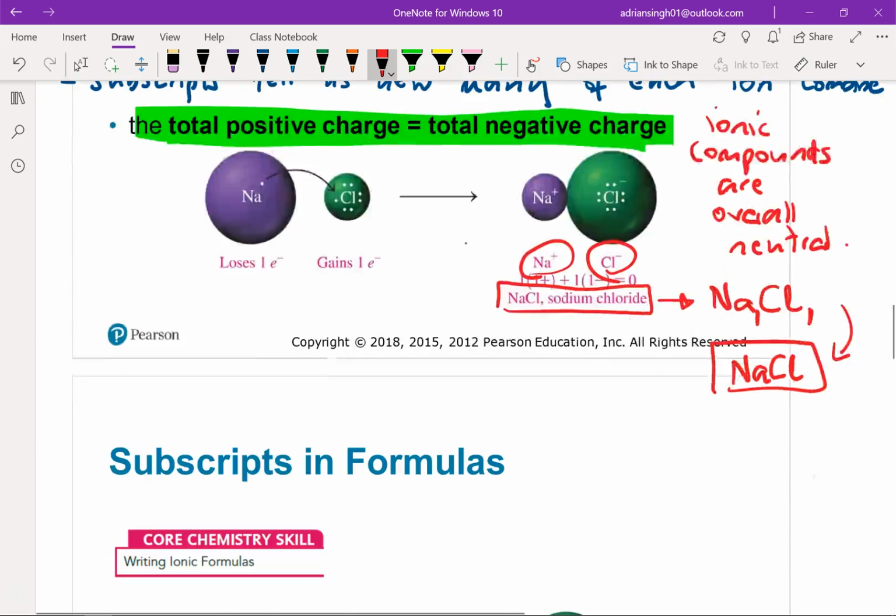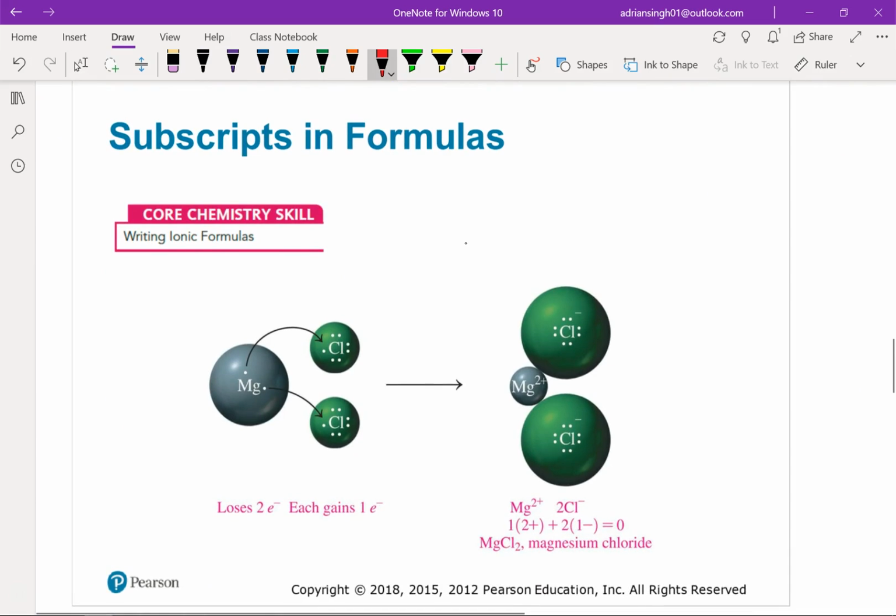So those subscripts we're going to use in the formula to tell us how many of those ions are involved, and what's going to tell us how many of those subscripts is going to be the fact that the total positive charge should equal the total negative charge. So for example, if we look at the combination between magnesium and chlorine, all right, we saw in the previous section that we can predict the charge in the magnesium ion. Magnesium is in group 2, so it'll form a +2 charge.